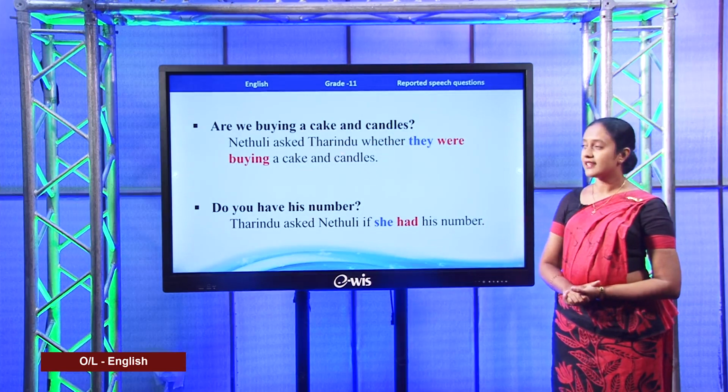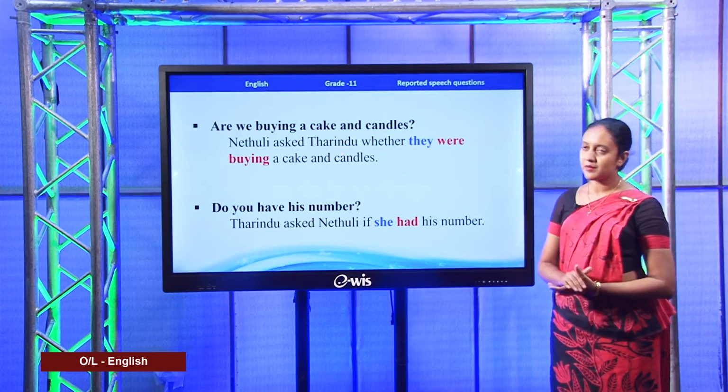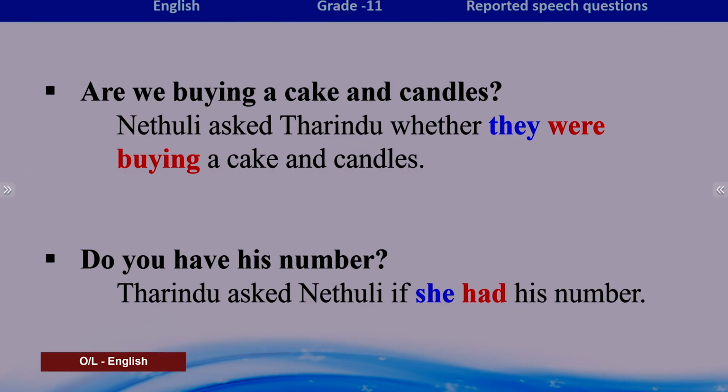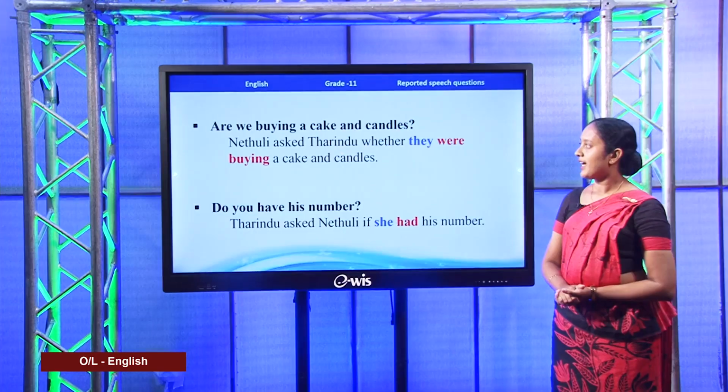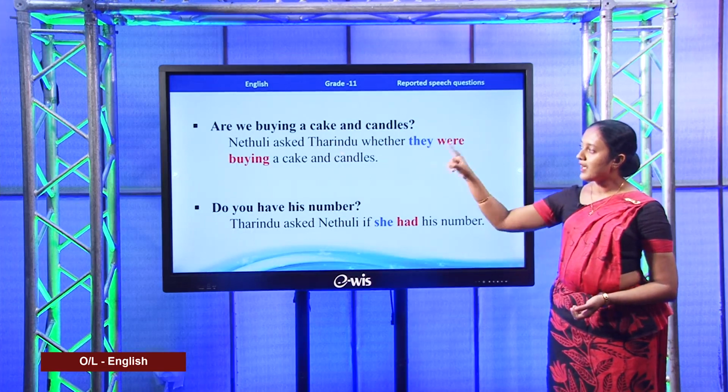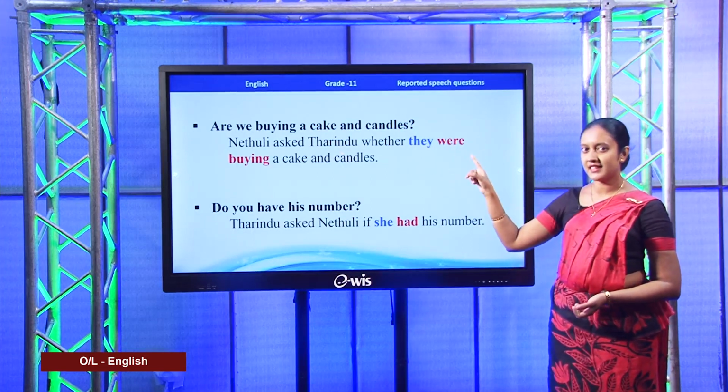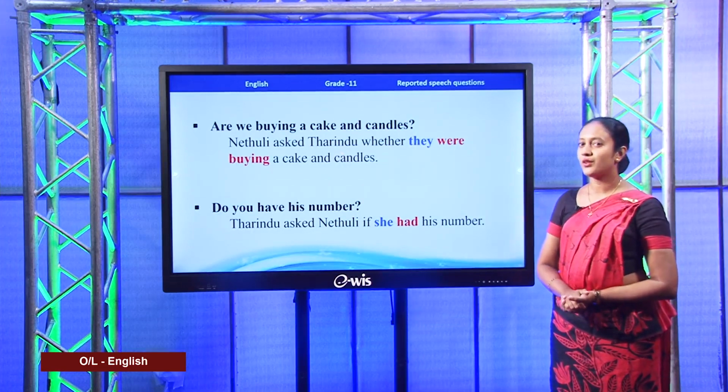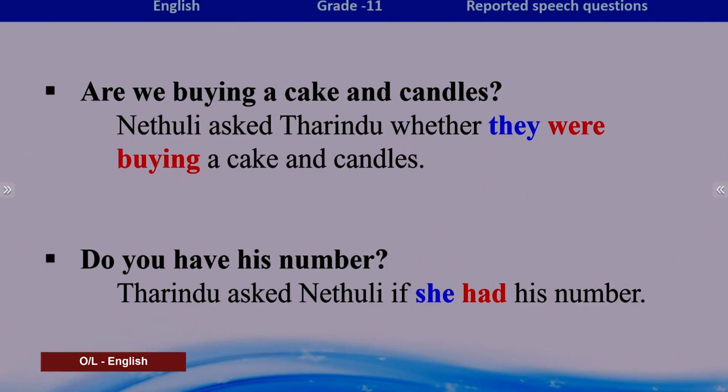Let's see another example. Read the example first. Are we buying a cake and candles? So, the reported question is, Nethuli asked Tarindu whether they were buying a cake and candles. Here, the pronoun we in the direct question has become they in the indirect question. And also the verb are buying, which is in the present continuous tense, has been changed into were buying, the past continuous tense.